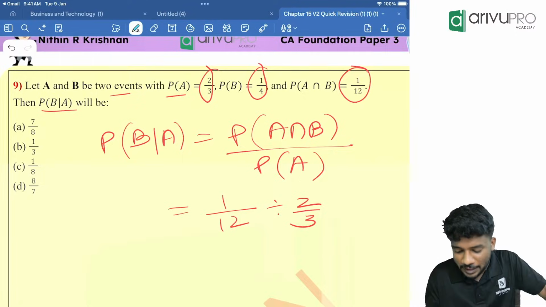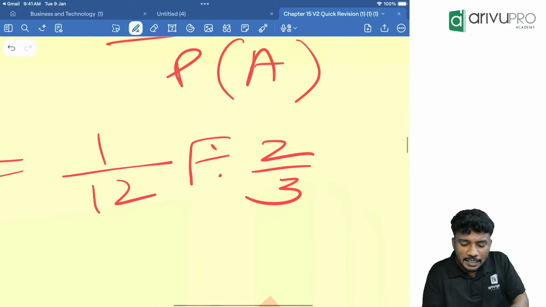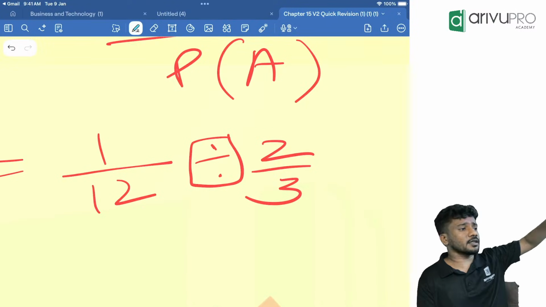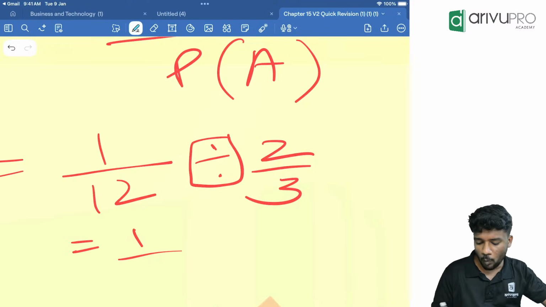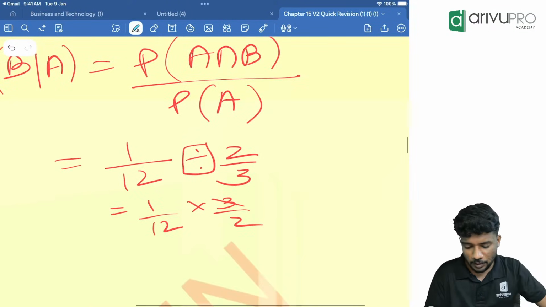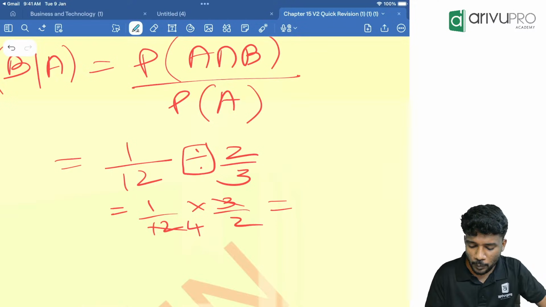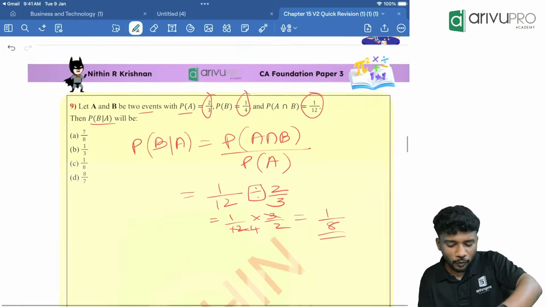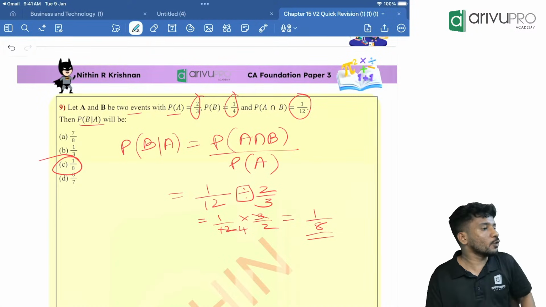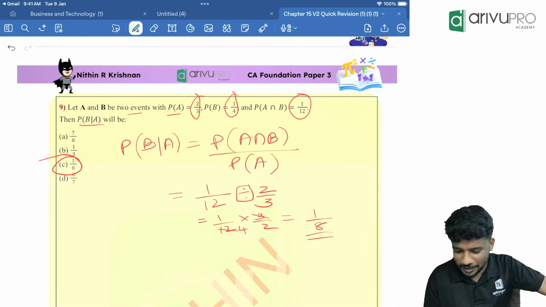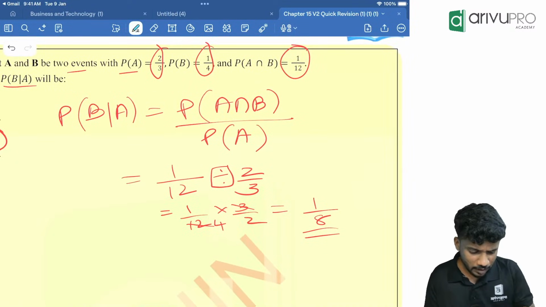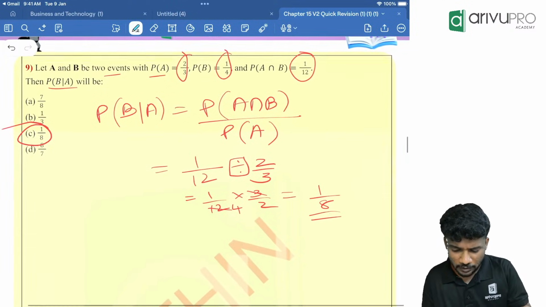2 by 3. Now, if I want to convert this into multiplication format, how will I do it? The reciprocal I'll take. So, which is equal to 1 by 12 into 3 by 2. Now, get me the answer. Cancel this. Answer will be what? 1 by 8. 4 into 2 will become 8. Option C is the answer. Or you can use a calculator and solve it. I hope everyone understood this. Option C, 1 by 8.